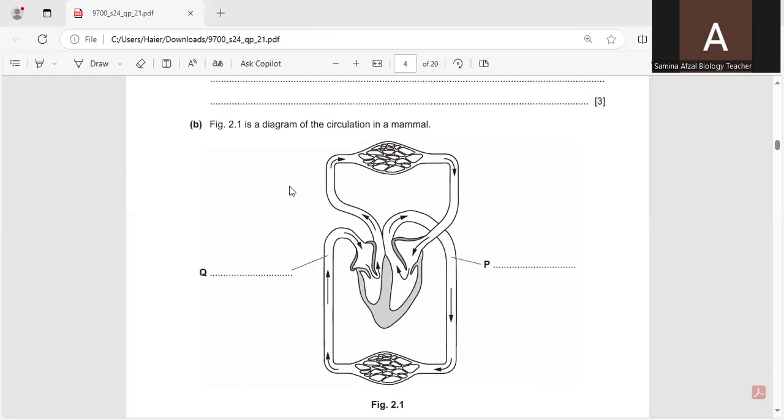Here you can see P. The blood from the body is entering into the right atrium, so this is the vena cava, which is bringing the deoxygenated blood collected from different parts of the body and delivering it into the right atrium. On the other hand, Q is receiving blood from the heart, and the blood from the heart is moving towards the different parts of the body for distribution. It means this is the aorta.